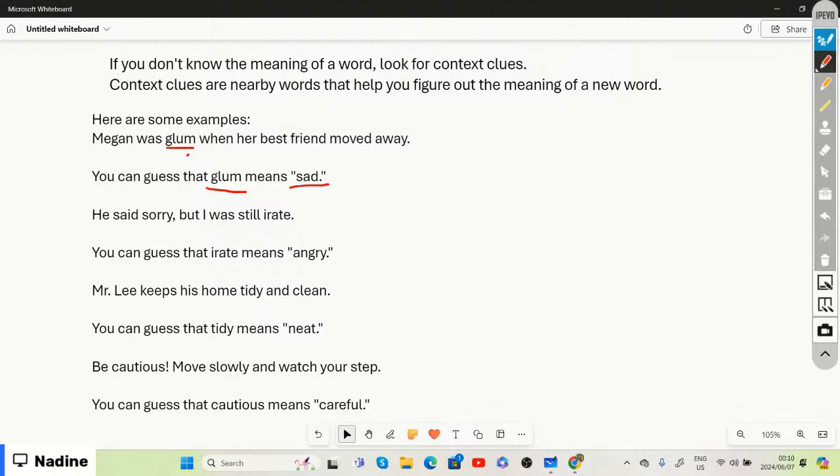And then another one says, he said sorry, but I was still irate. So the word irate. Somebody did something to you, they hurt you, they made you mad, and then they come to you and say sorry. So now it says he said sorry, but I'm still irate. So irate can mean that you are angry. So you are still angry.